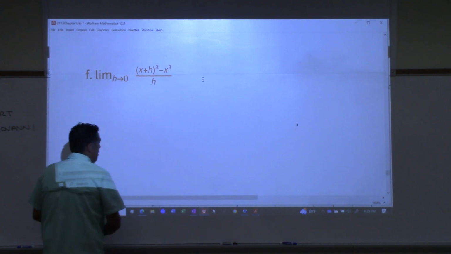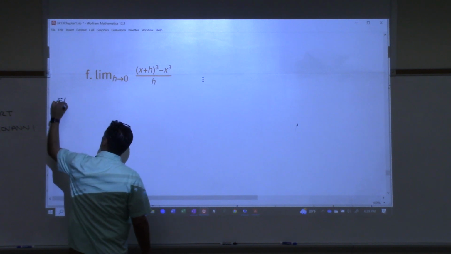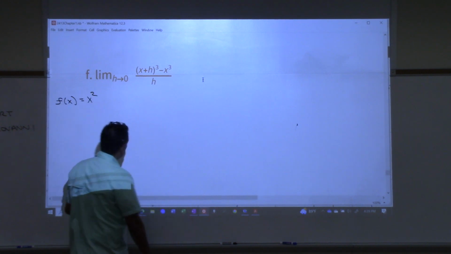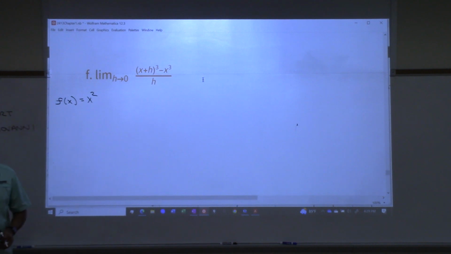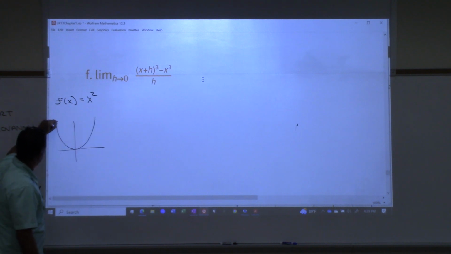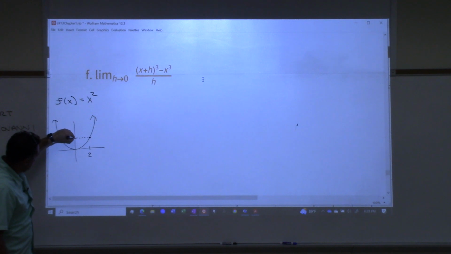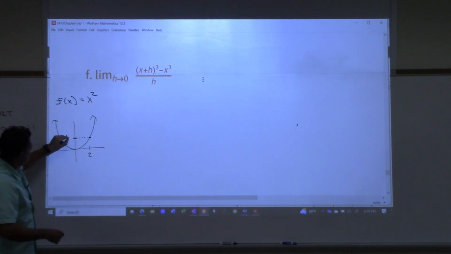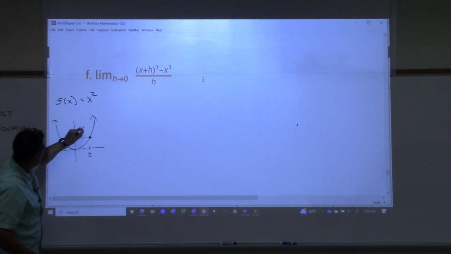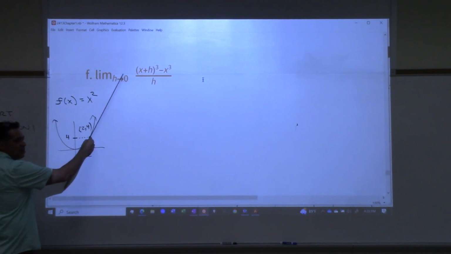So I want you to consider a graph of a function, and I want us to look at the function f of x equals x squared. Now that's just a parabola, right? And if I graph it, it looks something like this. And I want us to go to the value of 2, right there. And if I plug 2 into that, what do I get? 4, okay, so that right there is the point 2, 4. Can we figure out the slope of the line that's tangent through that point?